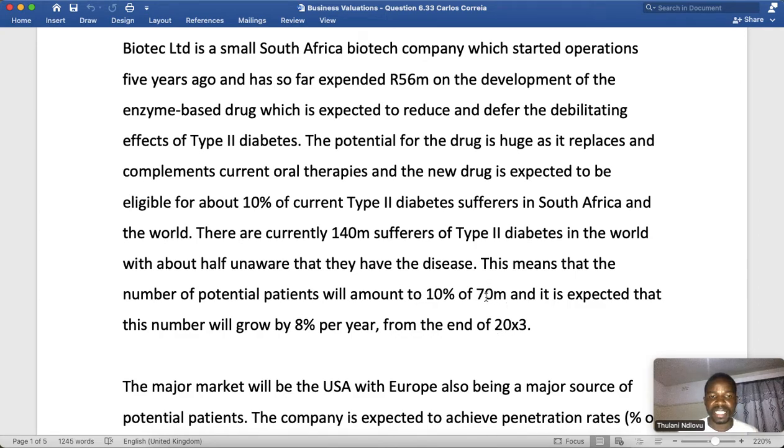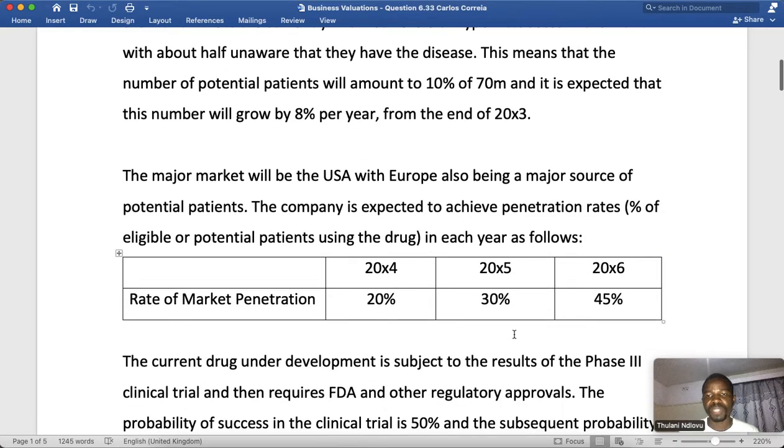As I said, the number of people who know that they have diabetes is 70 million, which is half of 140, but the ones that will use this drug is only 10%. But we are also told that this 70 million will increase by 8% per year from 20x3, which will be a growing perpetuity. The major market will be the USA, with Europe also being a major source of potential patients.